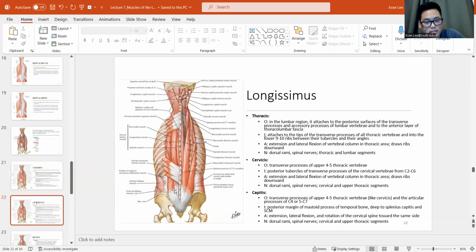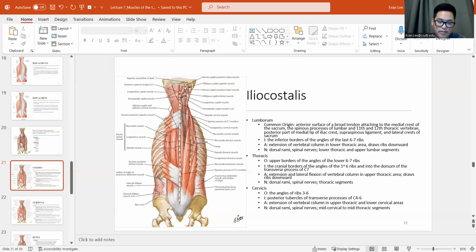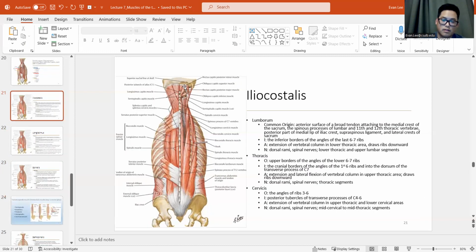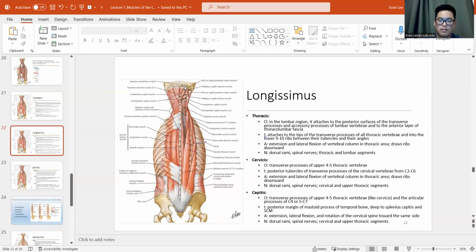Now the longissimus is the one right here in the middle. So you can see the longissimus, and the longissimus, as its name suggests, is quite long. And in this case, it doesn't have a lumbar region, so it starts at the thoracis, but instead it goes all the way up to cervicis and then to capitis as well. So the iliocostalis did not have a capitis region. It went only to cervicis, but longissimus and spinalis will go up to capitis.